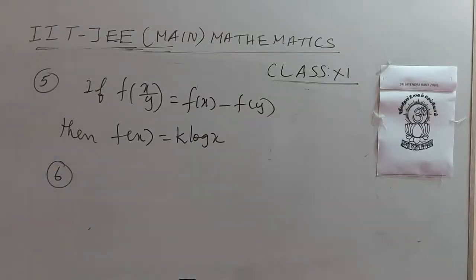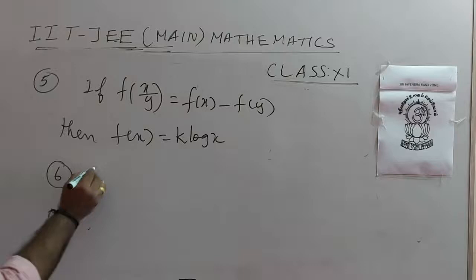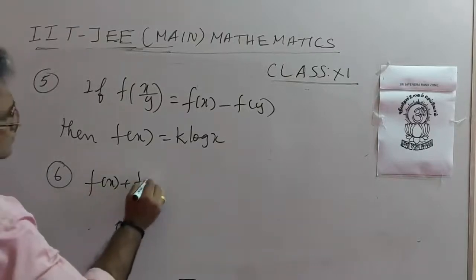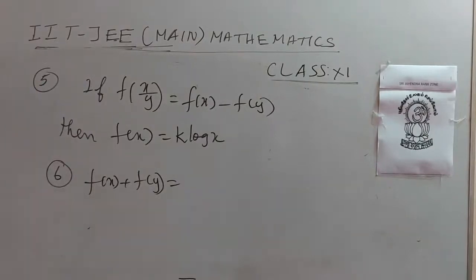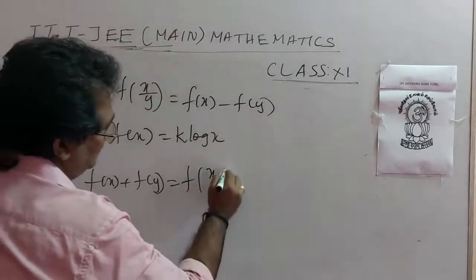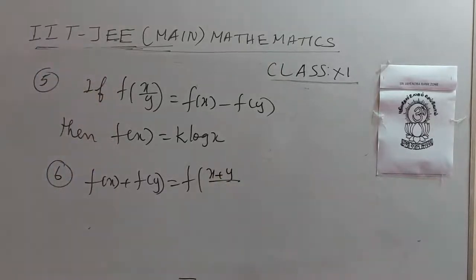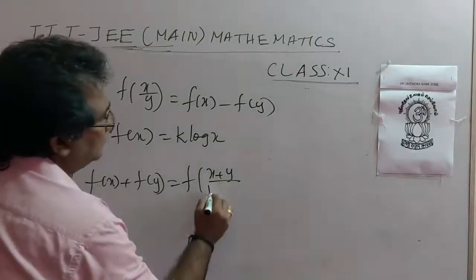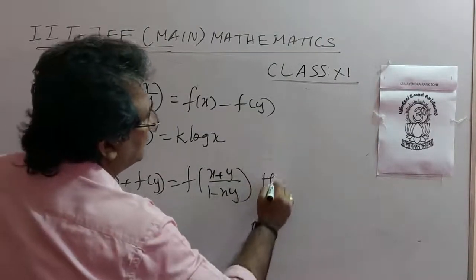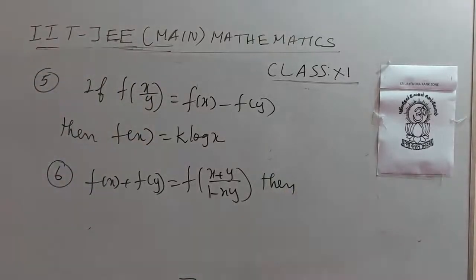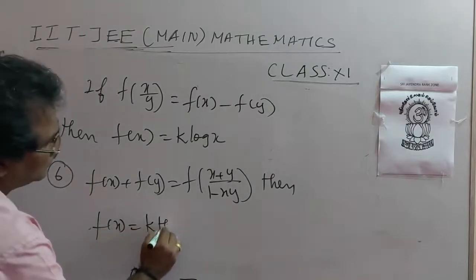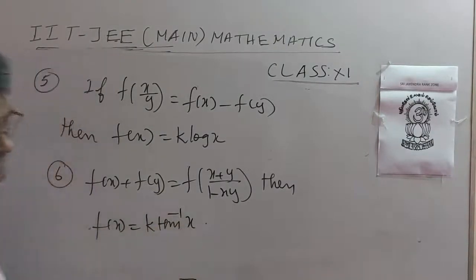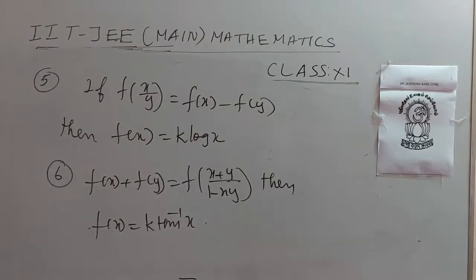Next one, f(x) plus f(y) equal to f((x plus y) by (1 minus xy)), then f(x) = k tan inverse of x.